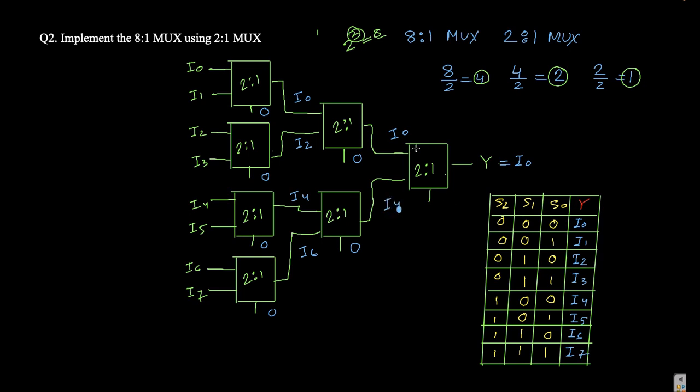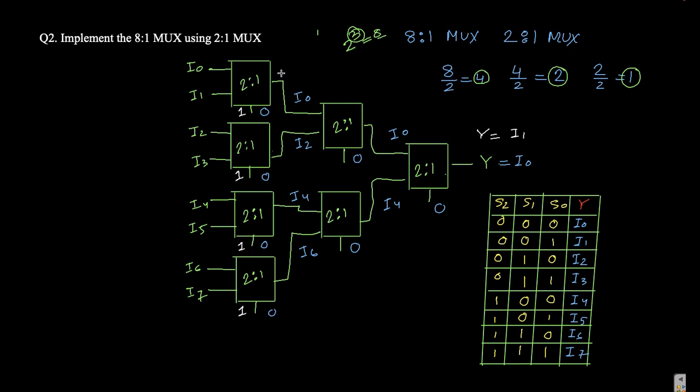Again, to carry forward this I0, we have to again give a 0 over here, and we are getting I0. It's okay. But if we want to take y equal to I1, what should we do? Then we should give 1 over here, 1 over here, 1 and 1 over here.